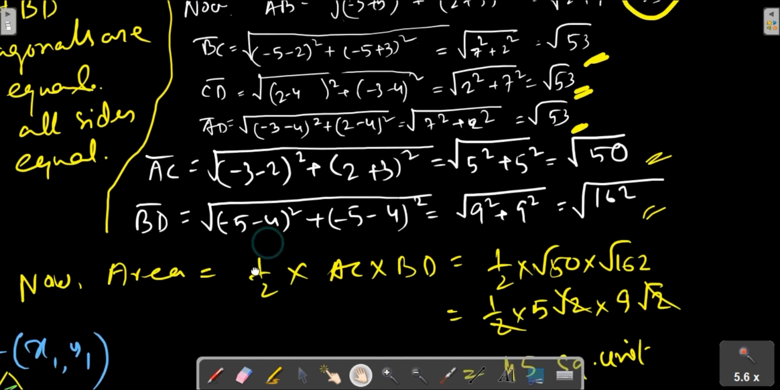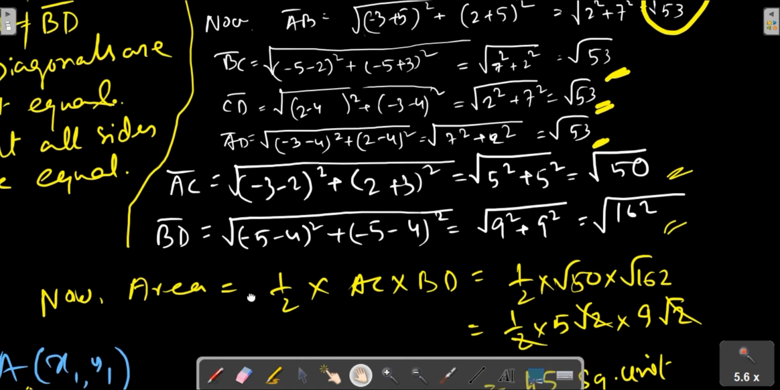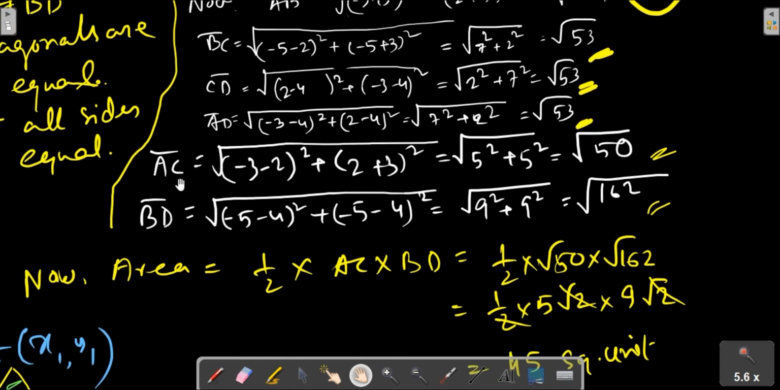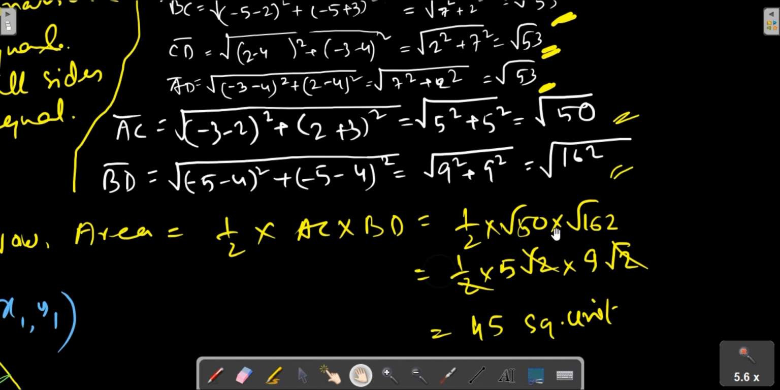The formula for the area of a rhombus is half into the product of the diagonals. We have already got the lengths of the diagonals, so we put half into AC into BD. Here, in place of root over 50, I'm writing 5 root 2, because if you factorize 50 it is 25 into 2, so 25 comes outside as 5 and root 2 remains. And 162 we can write as 81 into 2, so 81 comes outside as 9, and 2 stays inside.